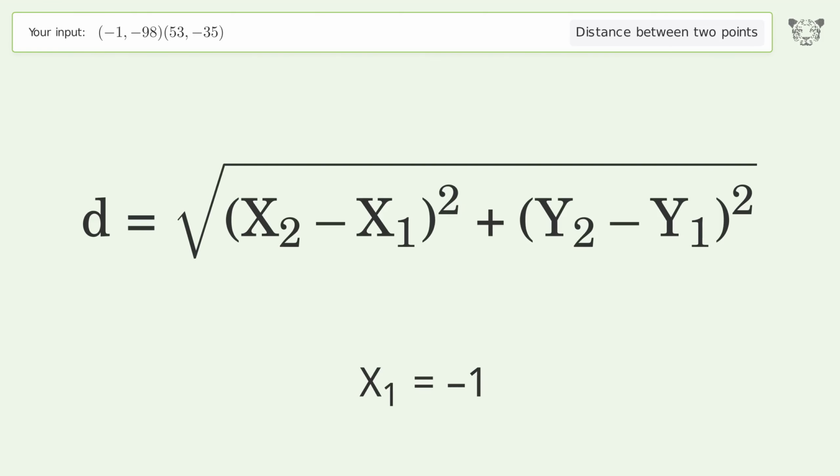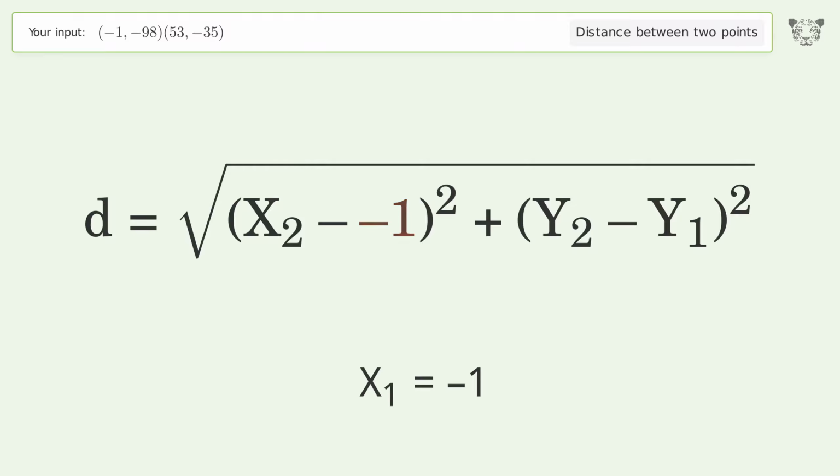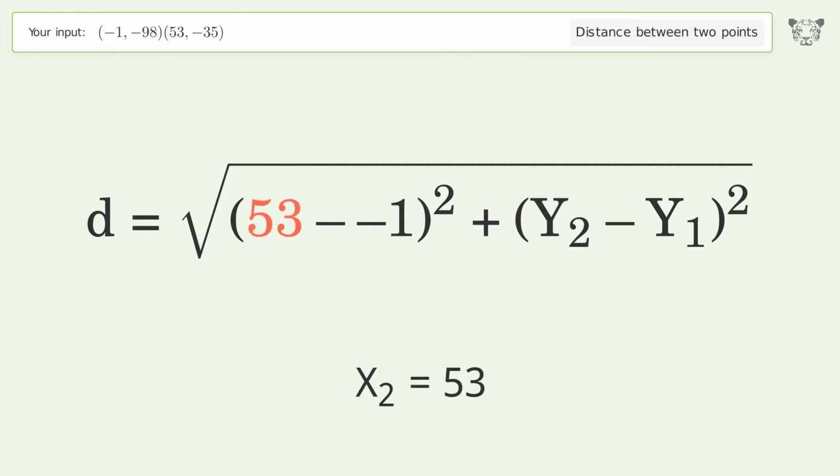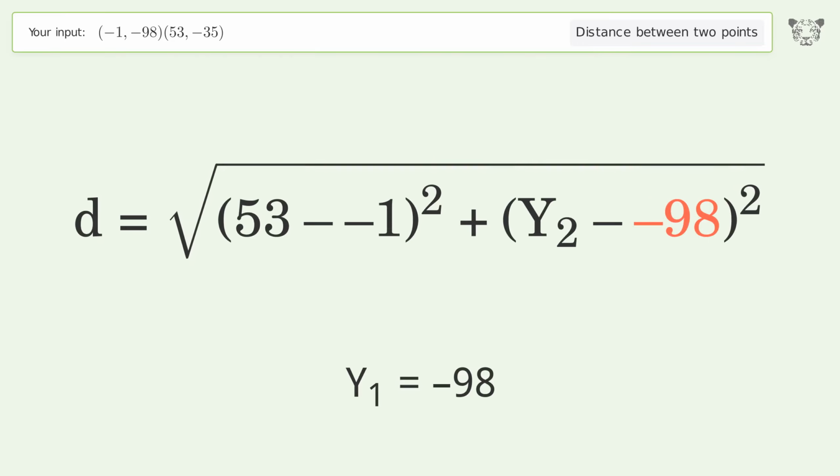x1 equals -1. x2 equals 53. y1 equals -98. y2 equals -35.